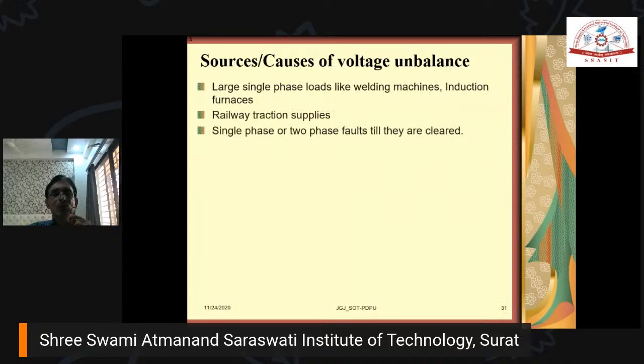Now, what are the sources or the causes of the voltage unbalance? So, the large single phase loads, for example, welding machines we are using and induction furnaces, then railway traction supplies, then single phase or two phase faults until they are cleared, right? So, these are the sources or the causes for the voltage unbalance.